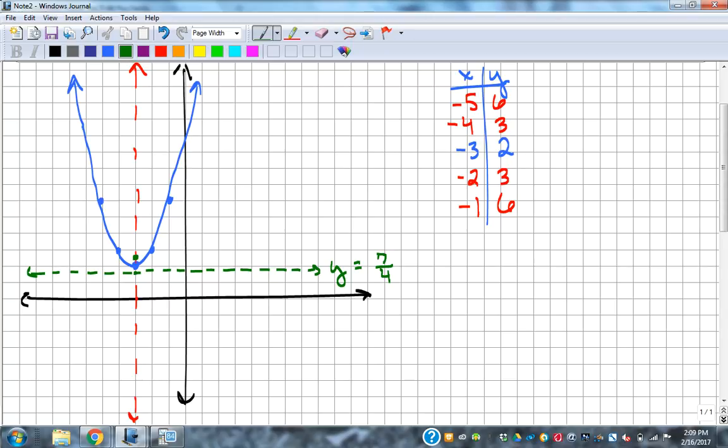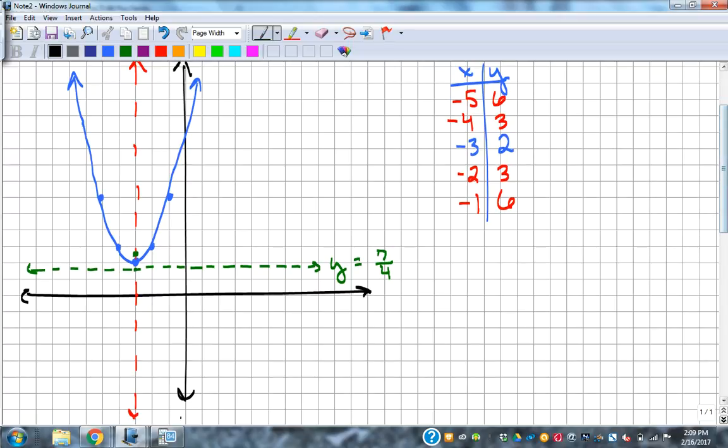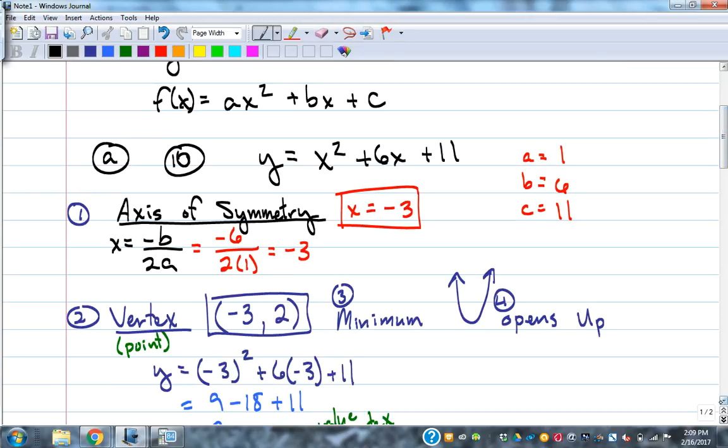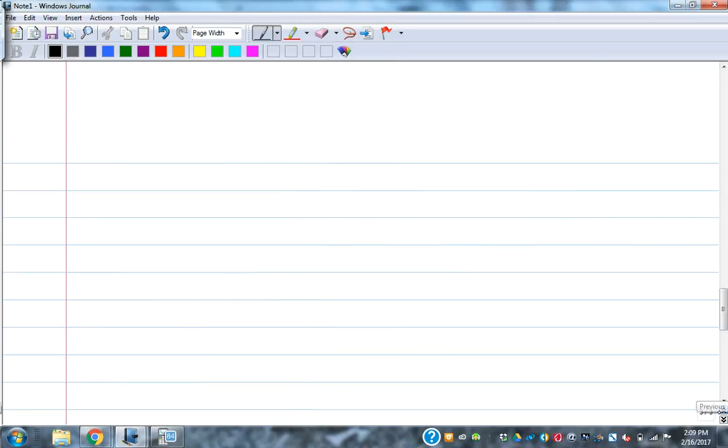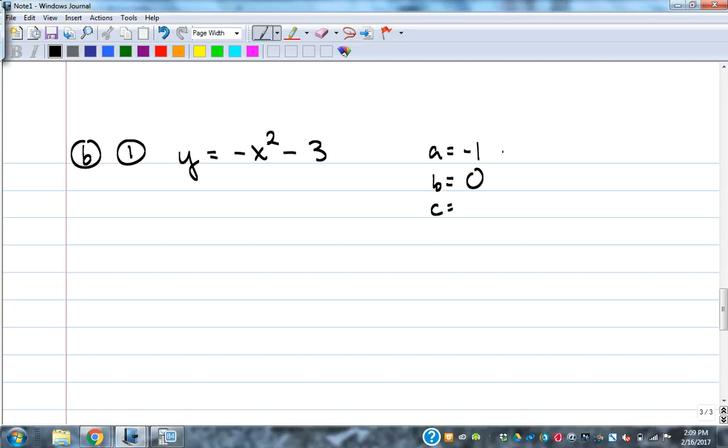Let's try to get one that does something different. So I'm going to go back to my notebook paper, and we're going to do example B and find all that stuff for it. This is number 1. Y equals -x squared minus 3. I'm going to list A, B, and C because I think that helps. What's A? -1. What's B? 0. There's not a plain x in there, so B is 0 this time. And C would be -3.